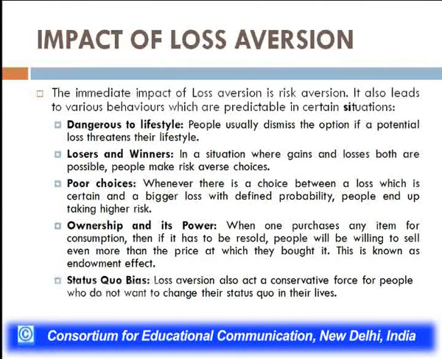For example, people usually dismiss an option if a potential loss threatens their lifestyle. So, people do not want to take up those options which will threaten their lifestyle because of this loss aversion. In a situation where gains and losses occur, when both are possible, people will be risk averse. Whenever there is a choice between a loss which is certain and a bigger loss with defined probability, people end up taking higher losses. When one purchases an item for consumption and if it has to be resold, people will be willing to sell it even at a higher price than at which they bought it. This is known as endowment effect.